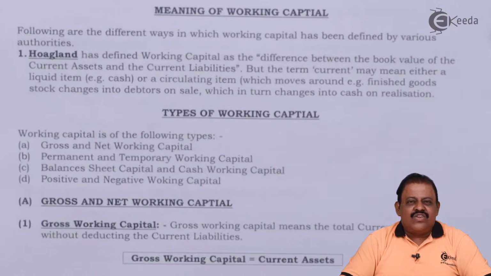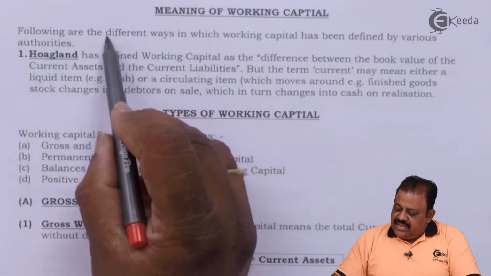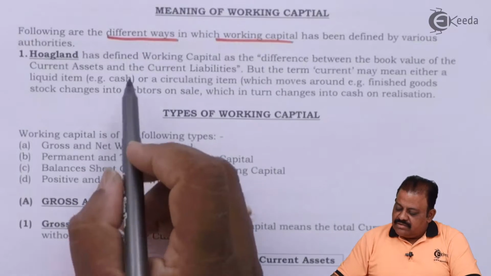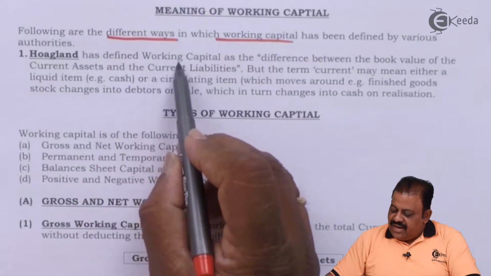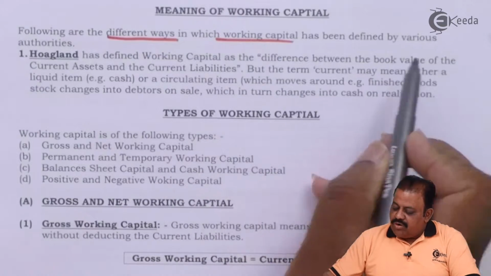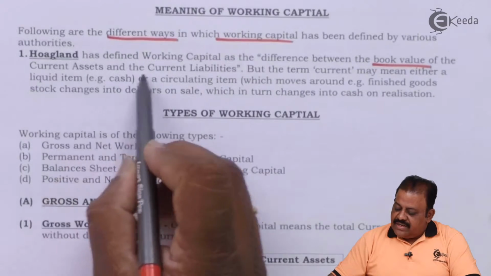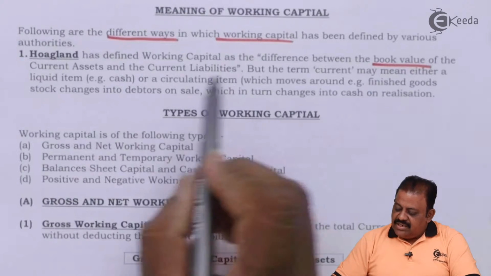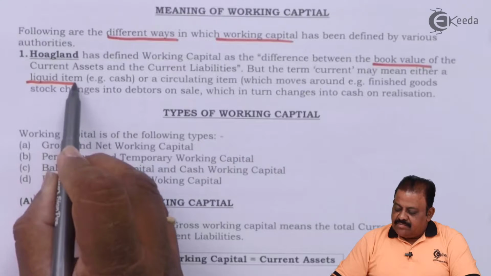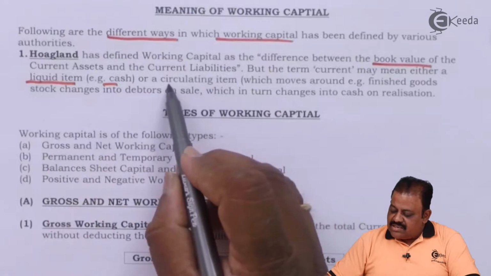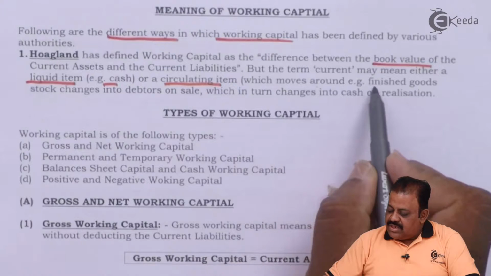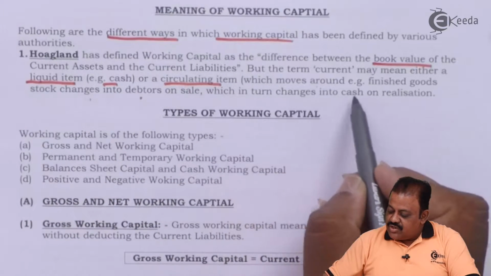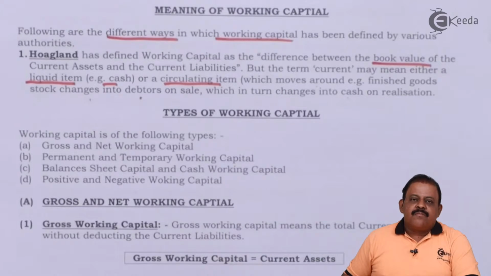Let us understand the concept. Different ways in which working capital has been defined by various authorities. Holland defined working capital as the difference between the book value of current assets and current liabilities. But the term current may mean either a liquid item, example cash, or a circulating item which moves around, that is finished goods stock changes into debtors on sale, which in turn changes into cash on realization.